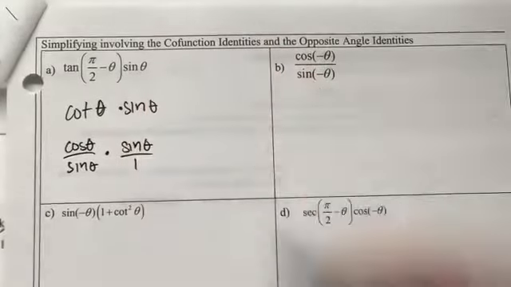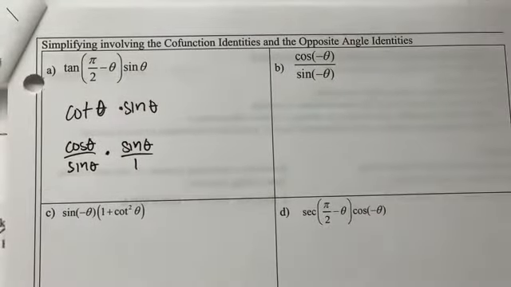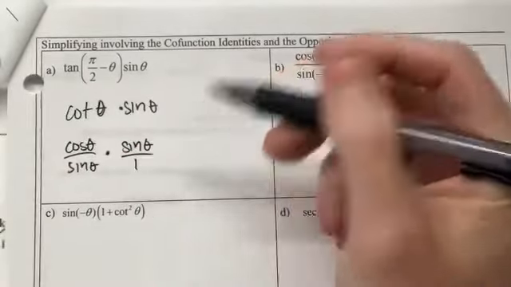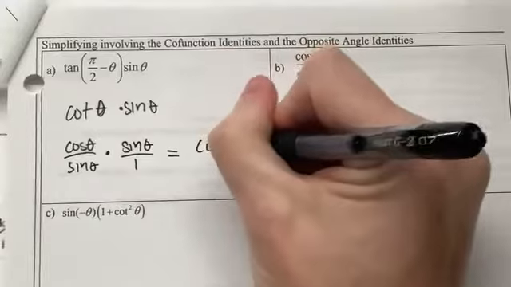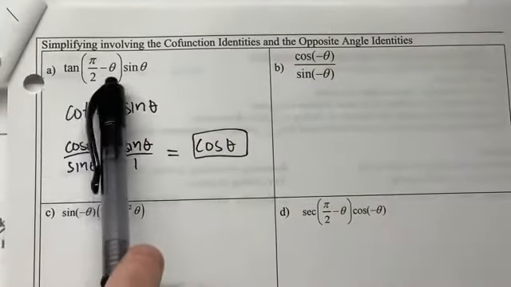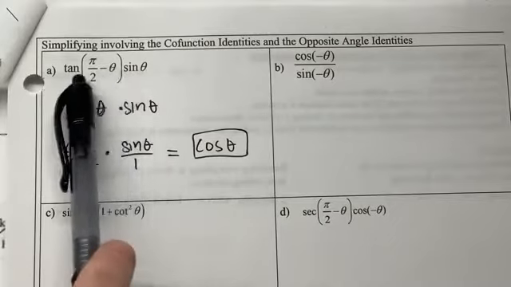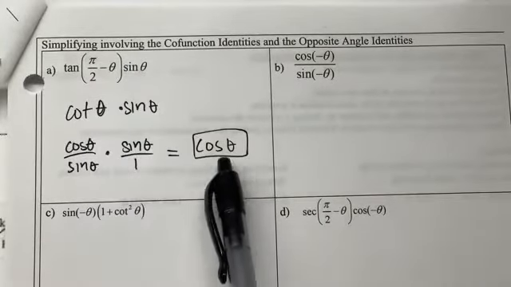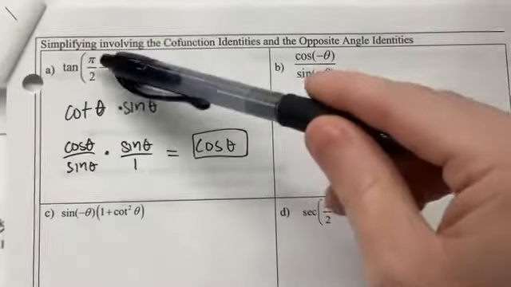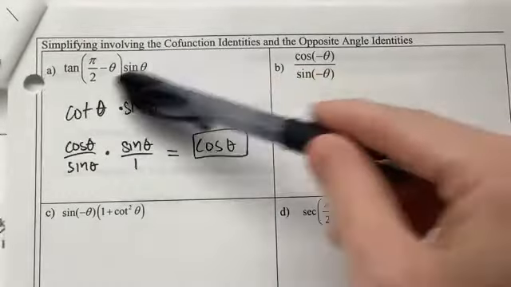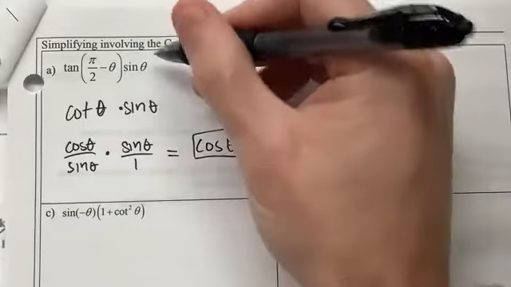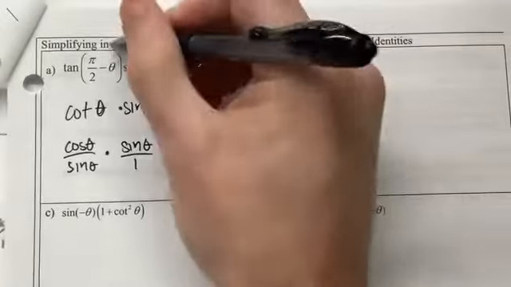Sine of theta is the same as sine of theta over 1. So sine of theta over sine of theta will just reduce to 1, and then this will just multiply to cosine of theta. So if I took the tangent of pi over 2 minus an angle, times the sine of an angle, I would always get the same answer as if I just took the cosine of the angle. If I plugged in 30 degrees here and here and did all this, I'd get the same thing as cosine of 30 degrees. That's what this says: this simplifies down to this.